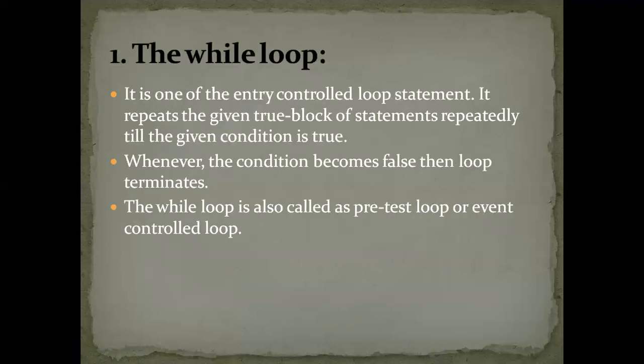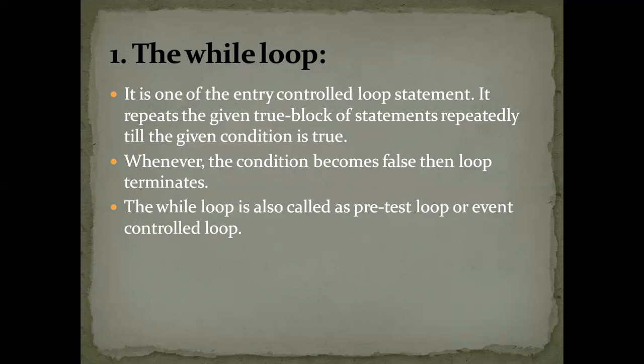Move on to the first loop, that is while loop. So how does this while loop work? It is an entry controlled loop statement. It repeats the given true block of statements repeatedly till the given condition is true. If the condition is true, then it executes the true block of statements repeatedly. Whenever the condition becomes false, then the loop terminates.